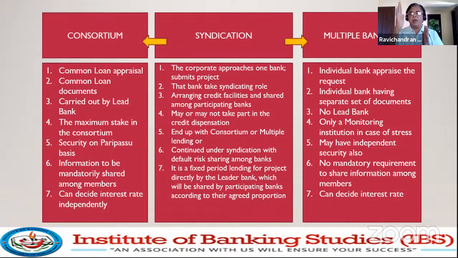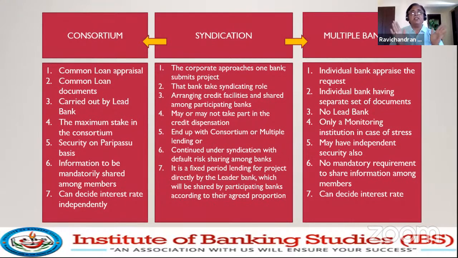In consortium and multiple banking, a common feature is that normally the interest rate is decided by the independent banks. Then what is the difference when compared to syndication? Syndication normally applies to a big term loan. Suppose a particular loan has been sanctioned to a particular borrower. Just imagine one hydroelectric project. Crores of rupees are involved in starting the project. In those circumstances, normally the customer adopts this method. That big borrower will not approach each and every bank. He will nominate one bank to syndicate the loan. He will convey all his requirements to that bank, and that bank will take the role of syndicating the loan.